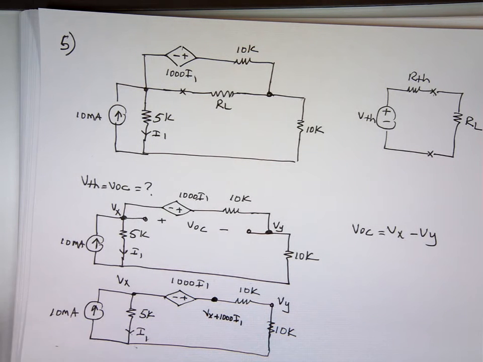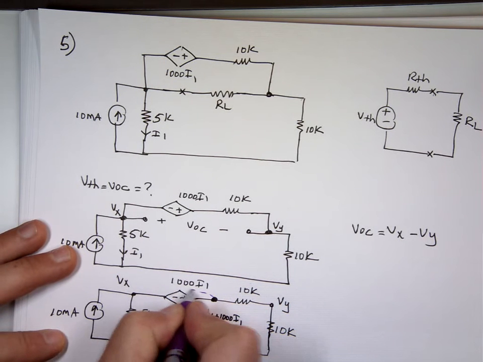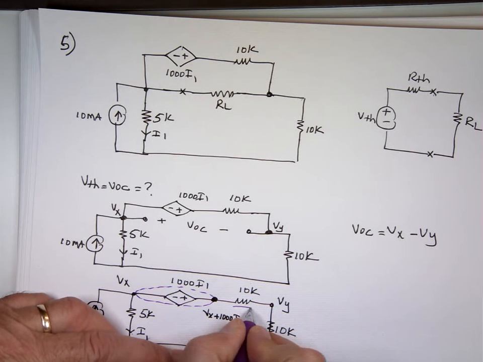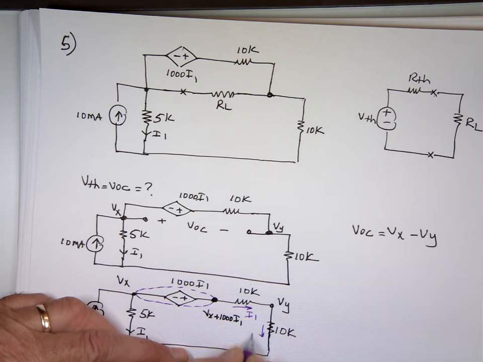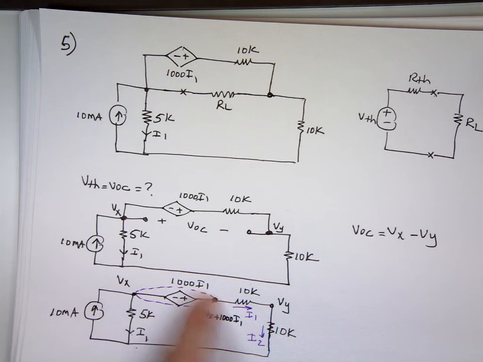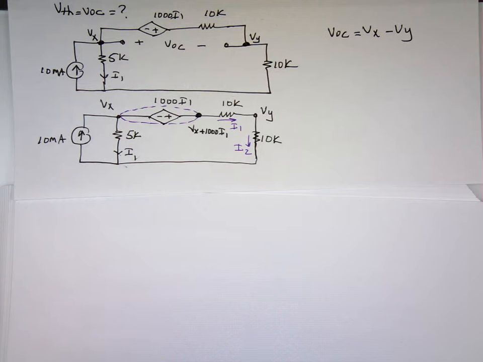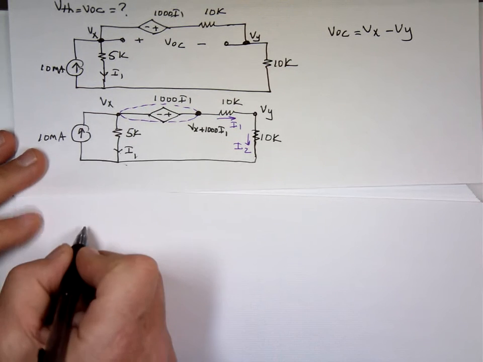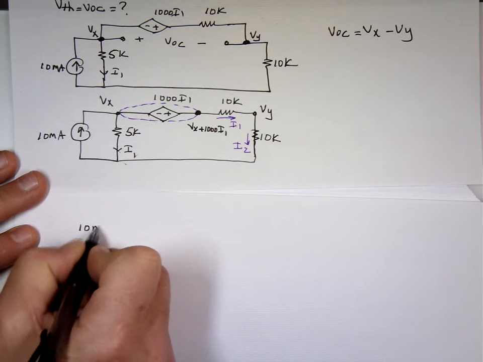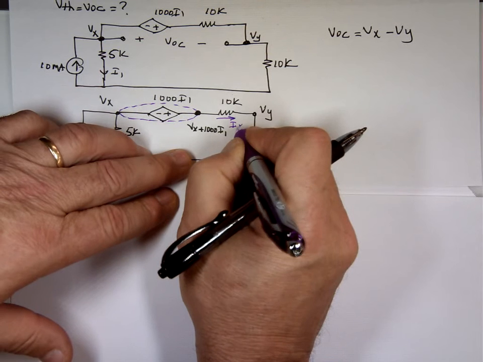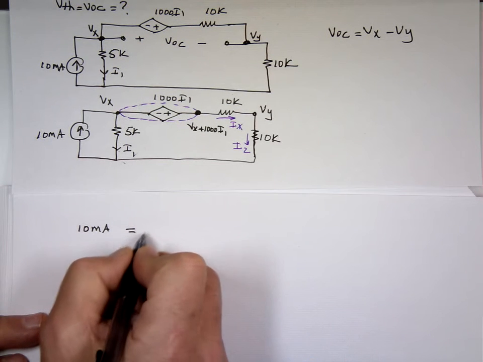This is my super node. I can assign current, we'll call this I sub 1, and I sub 2 down here. The current entering this node equals the current leaving that node, the super node, KCL of the super node. What is entering that node? So 10 milliamp going in, and what's leaving? Oh, sorry, there's I sub 1 here, right? So we're going to call this I sub X, equals I sub 1 plus I sub X.